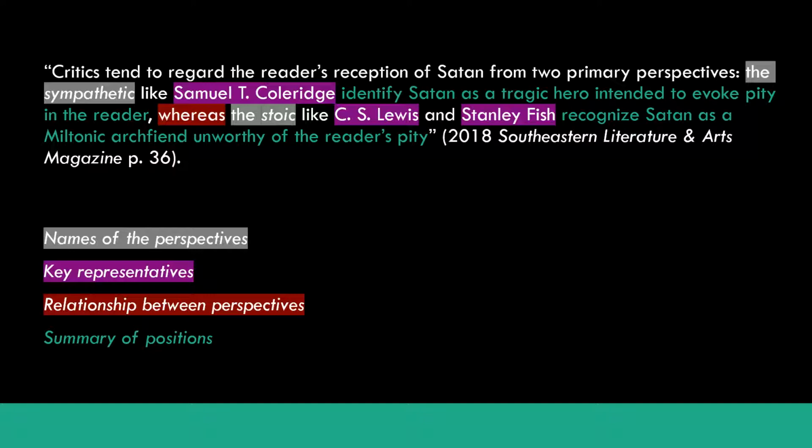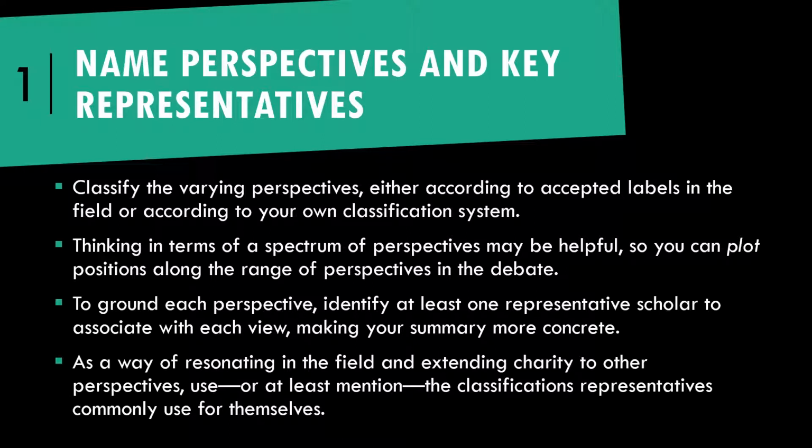Now that you have seen a sample, let's break down the form so we can know what content to include in a literature review. First, name the various perspectives and key representatives of those perspectives. Classify the varying perspectives, either according to accepted labels in the field, post-structuralism, libertarianism, dualism, etc., or according to your own classification system. Thinking in terms of a spectrum of perspectives may be helpful, so you can plot positions along the range of perspectives in the debate.